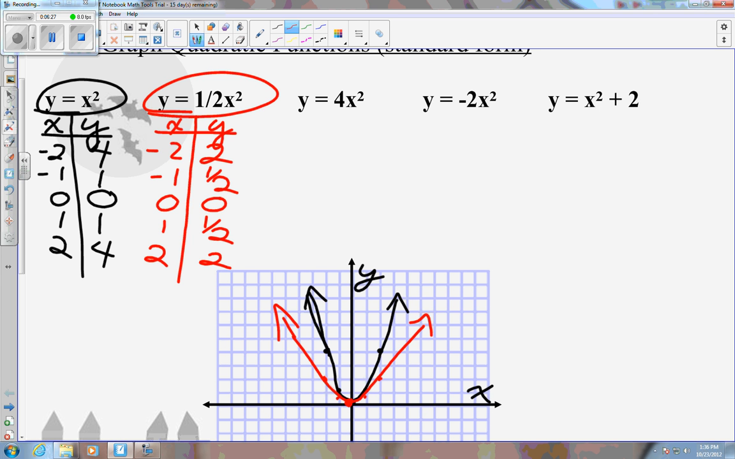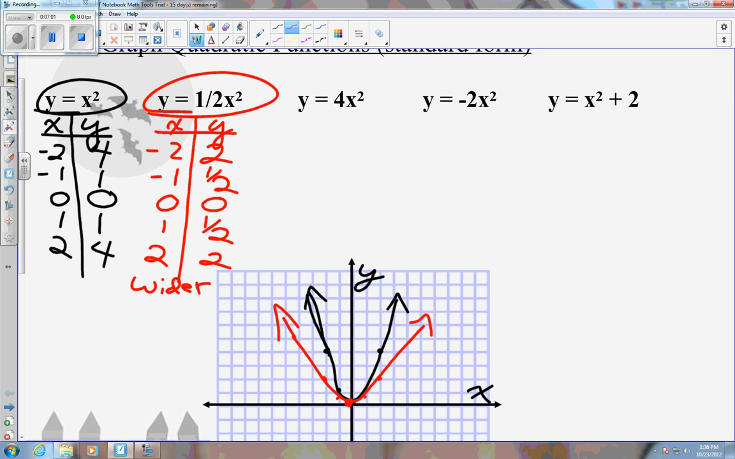That's what I got. What happened? It got wider. Now, anytime you multiply by a number between 0 and 1, it will get wider. Now, part of your assignment says, after you graphed your parabola, compare it to y equals x squared. You do not have to draw y equals x squared.